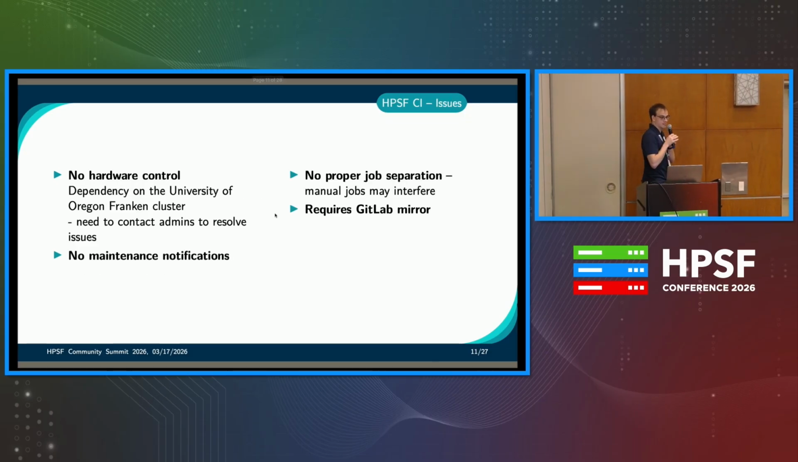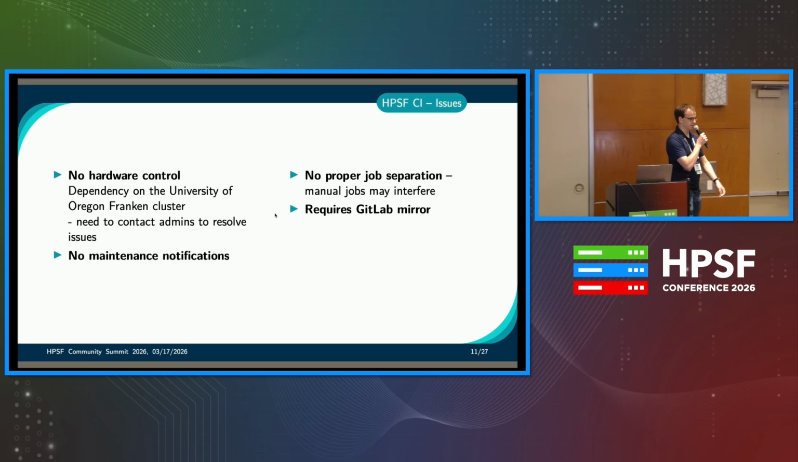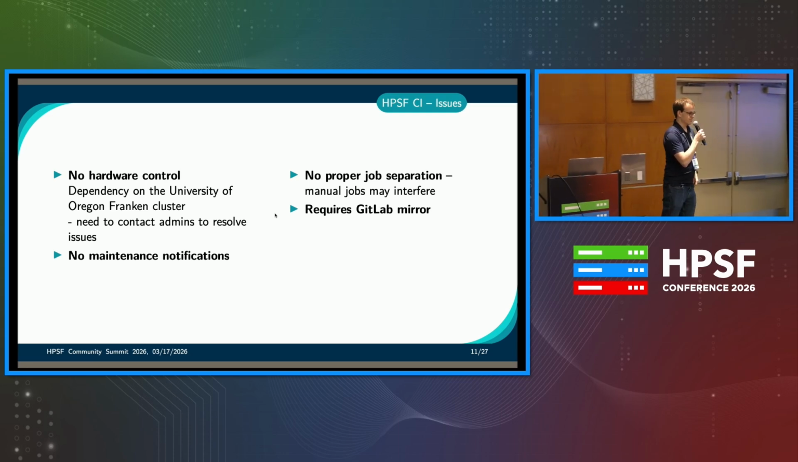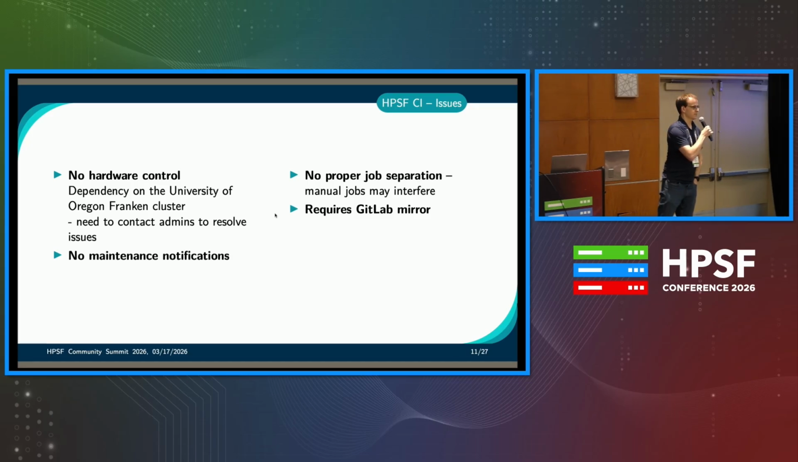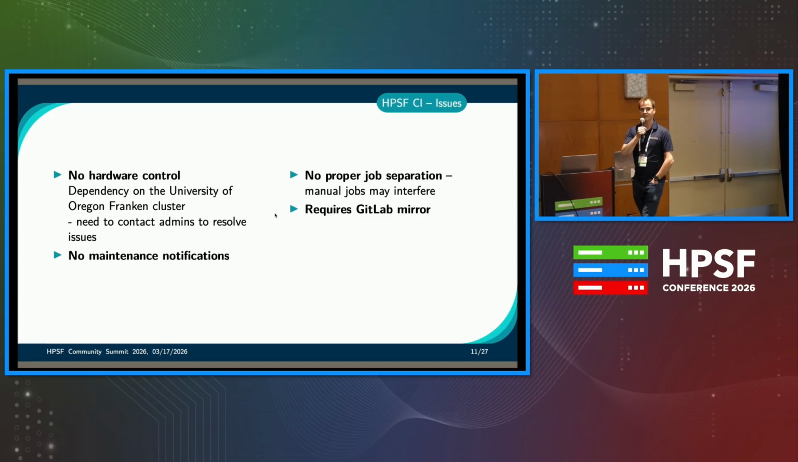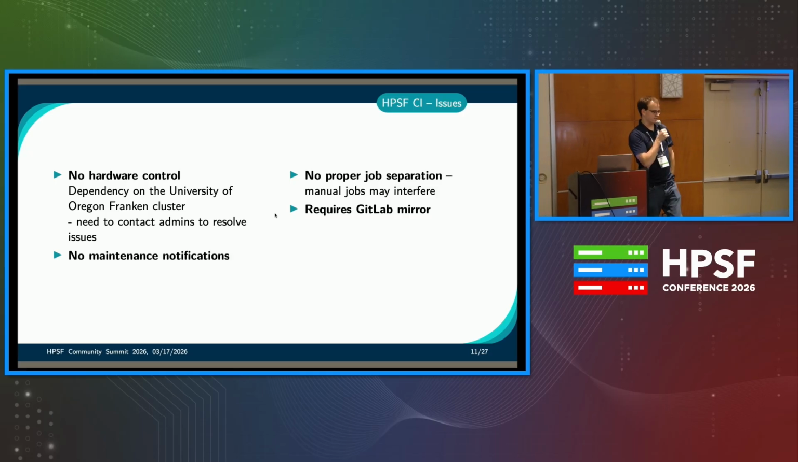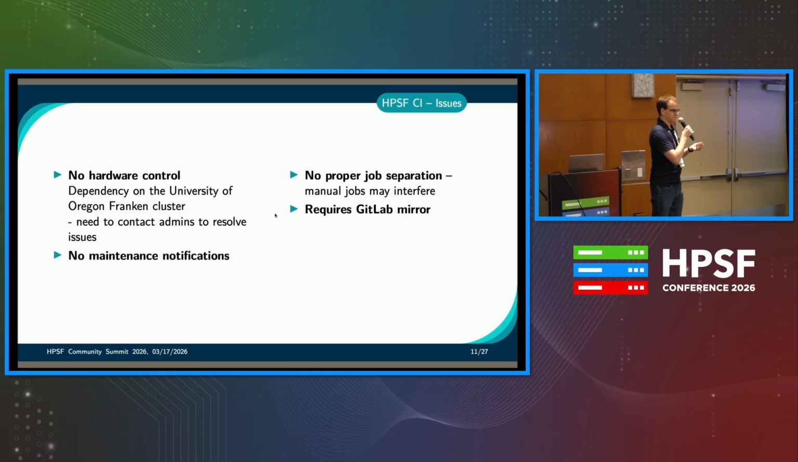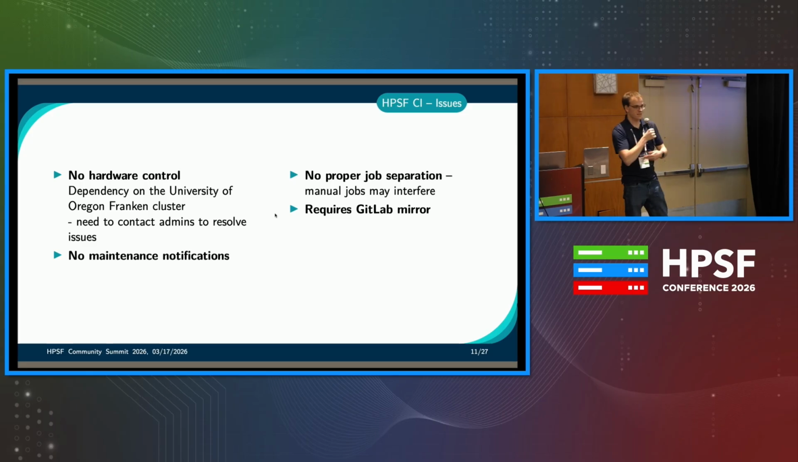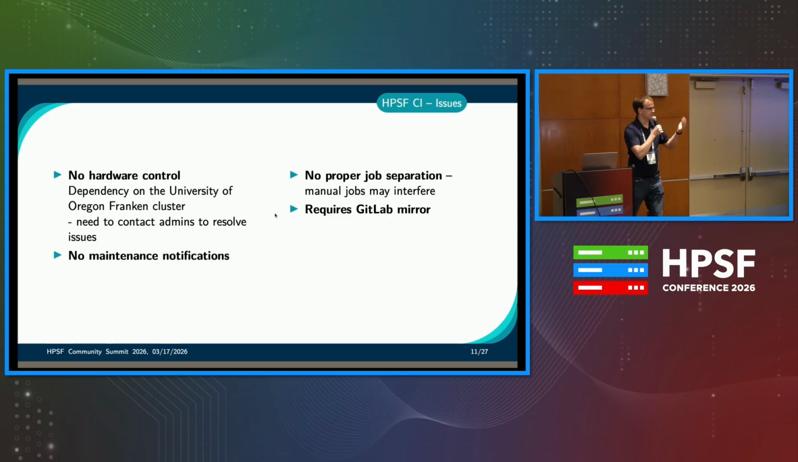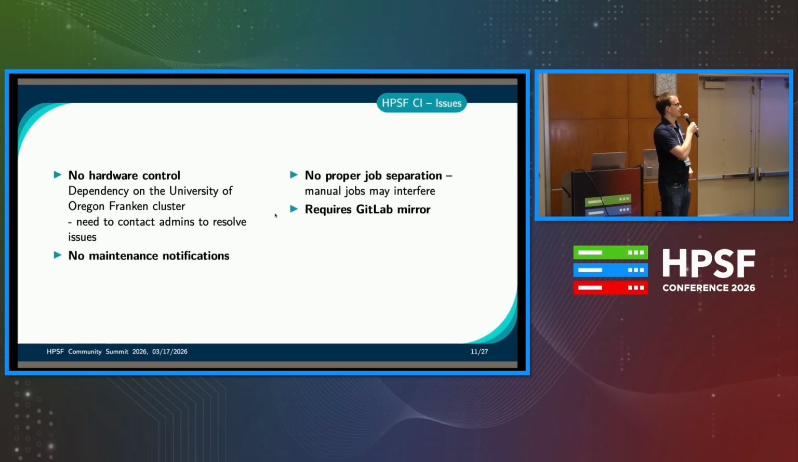The problems here is we don't have control over the hardware, so we have to trust that whatever the University of Oregon is doing works well. So oftentimes if something breaks, there is no really good point of contact. I mean, we need to just reach out to specific people. That's maybe something that could be worked on. And so we don't get maintenance notifications or notifications about, hey, the system is not working. Don't expect your CI to work.